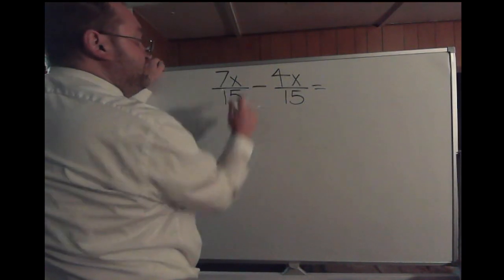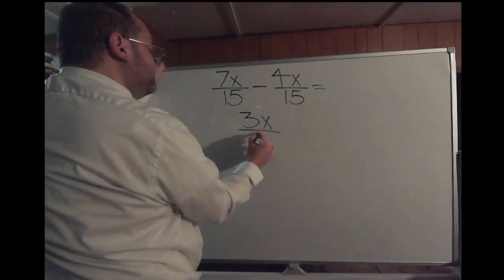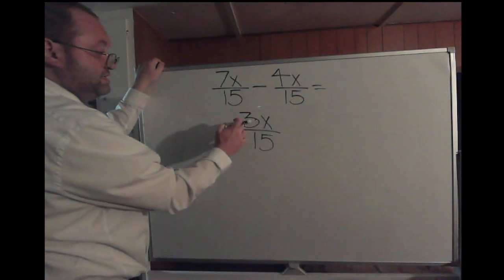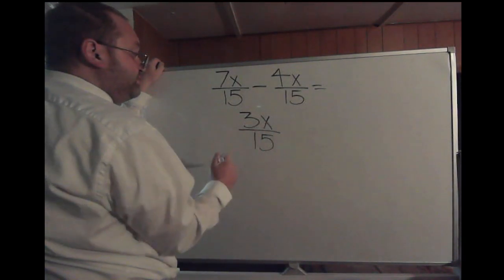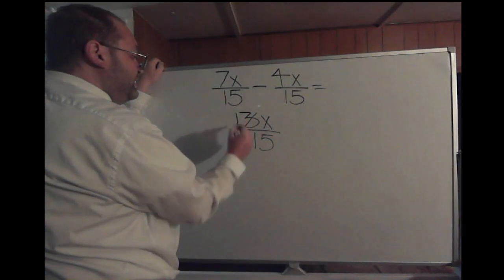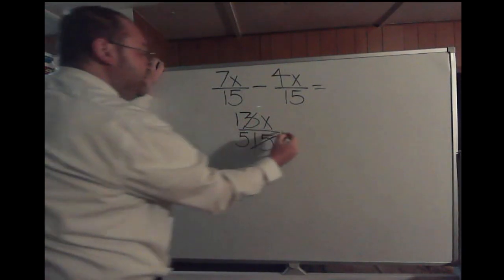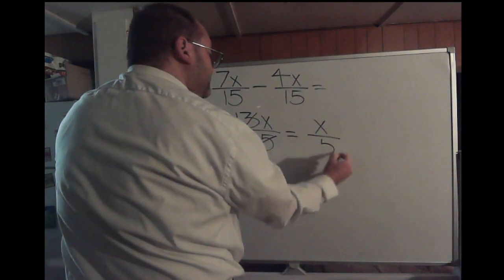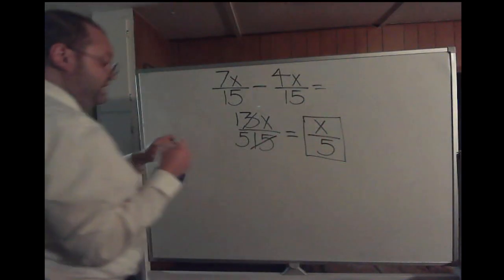So 7x minus 4x, well, that's going to be 3x over 15, but we can sure simplify this further because between the 3 and the 15 there's a common factor of 3. Divide 3x by 3, you're down to 1x. Divide 15 by 3, you have 5. So what you should be left with is x over 5. That would be your answer, x over 5.